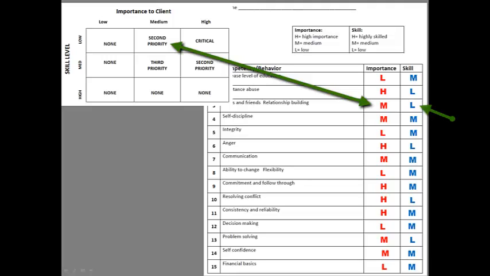So what you want to do is go down the right column on the skill level, find everything that's low, and measure those against whether it's a high or a medium importance. And when you do that, you'll have a very good validation for what should be included in your case plan. So number 6, anger. That's a critical importance. Number 10, resolving conflict, critical importance. Number 13, problem solving. It's a low skill set, but it's only medium. So that puts us as a third priority, and you begin to get a feel for what's taking in the competencies.